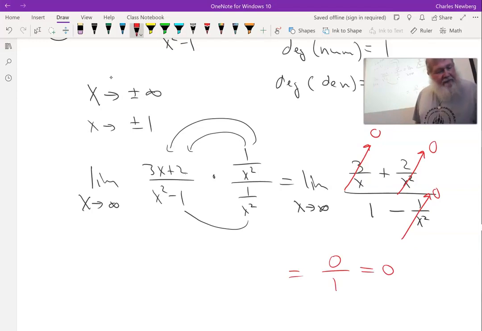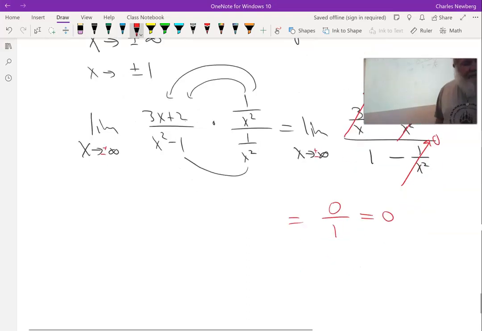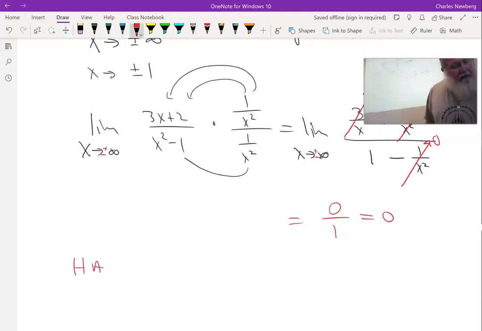Now, we could also do that with minus infinity as well, because of that same ratio. So we could do it for plus and minus. So what does that say? We have a horizontal asymptote, y equals 0, as x goes to infinity and as x goes to minus infinity.